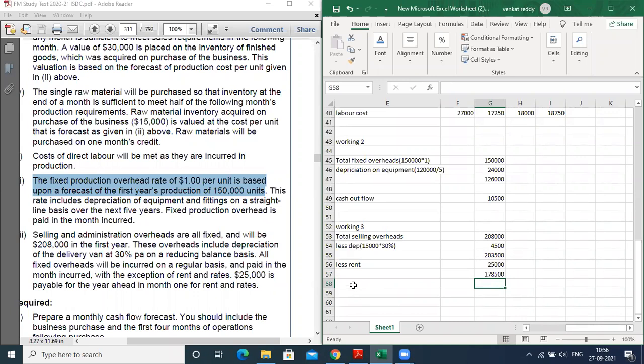So monthly payment. Every month there will be a cash outflow of 14,870. Any question on this? Any query on selling and distribution overheads?